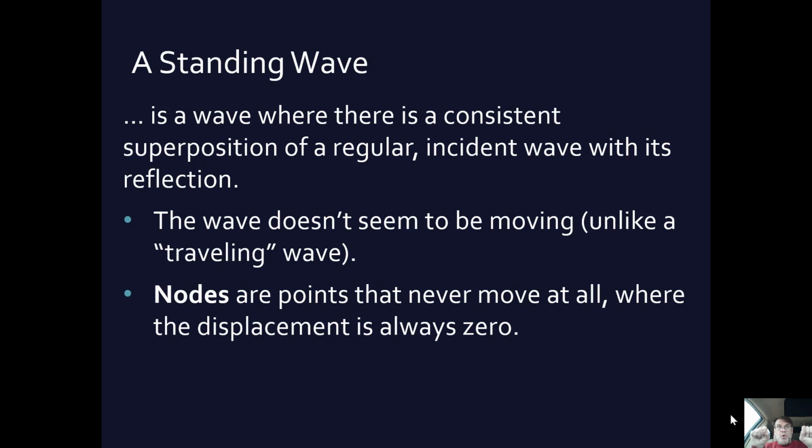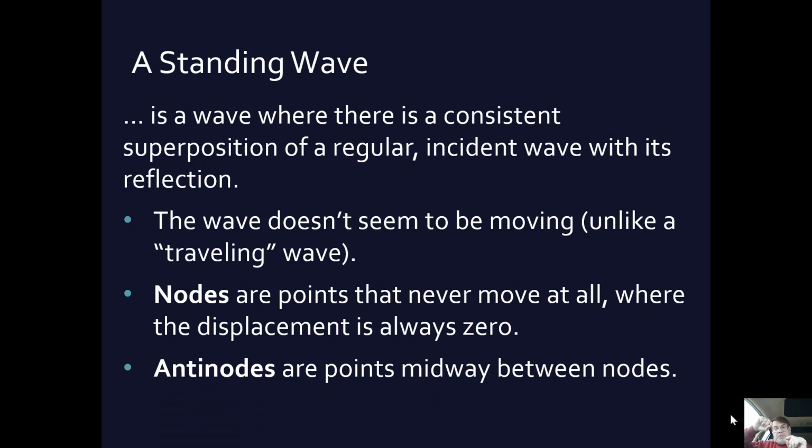So there are certain points on a standing wave where it's always zero. The in-between parts may be going up and down sinusoidally, but the node will be zero. Those points are called the nodes. Meanwhile, the antinodes are the points between the nodes that are going up and down. So nodes are zero, antinodes are midway between them.